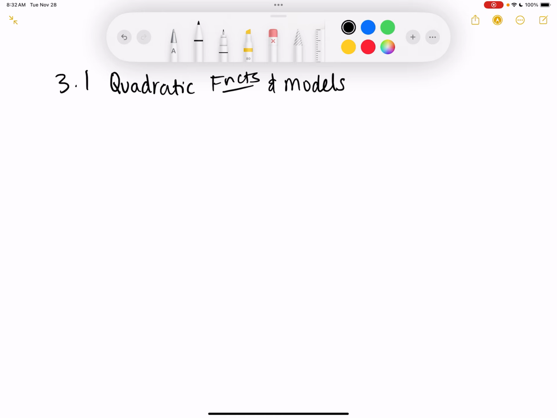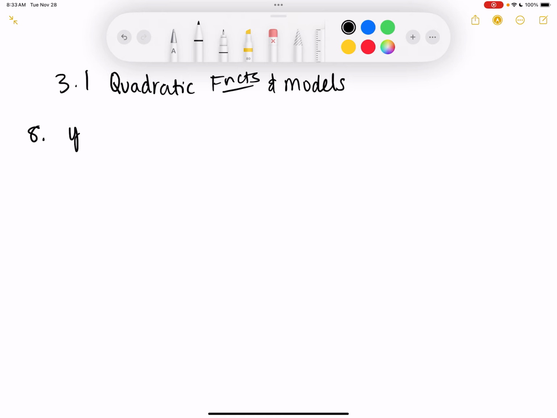So the first problem says to match the equation in column 1 with the description of the parabola that is its graph in column 2. So basically we're just going to say what it is and I'll tell you what letter it goes with, because we don't need to do it exactly as they have it.